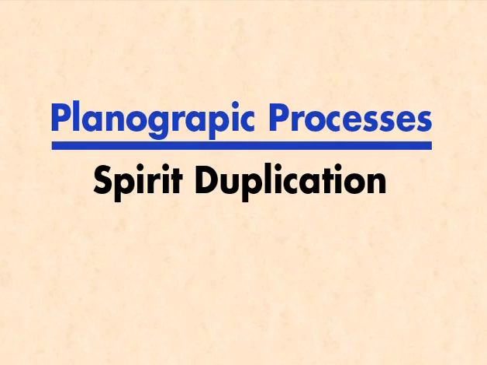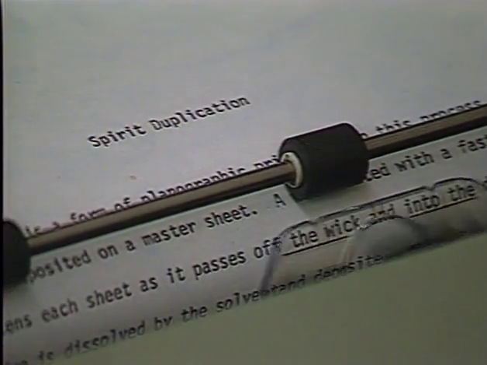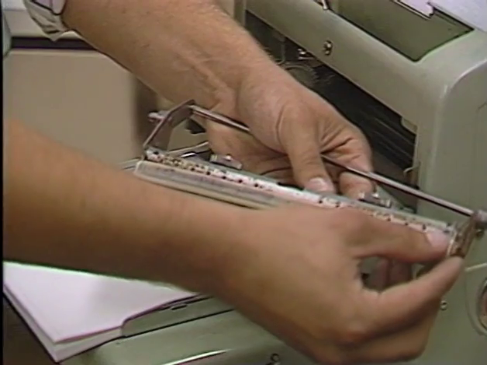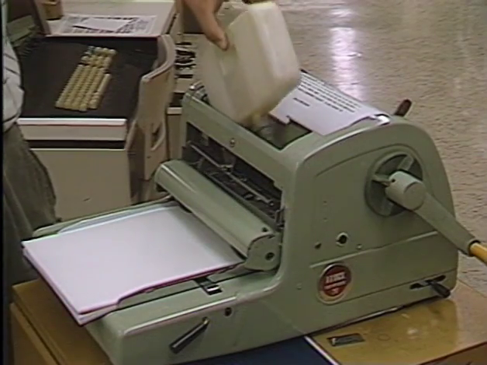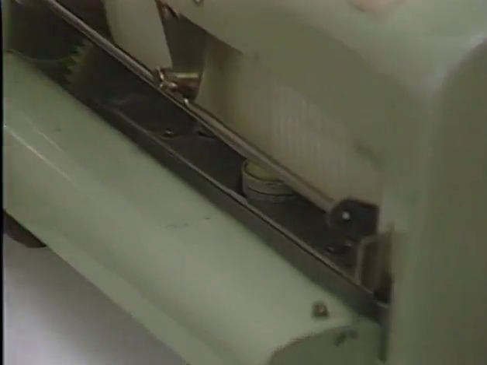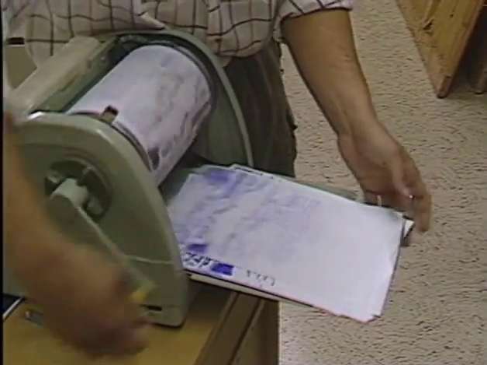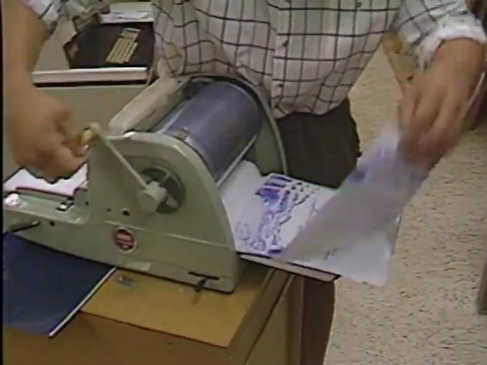Spirit duplication is a form of planographic printing. In this process, an aniline dye is deposited on a master sheet. A wick coated with a fast evaporating solvent moistens each sheet as it passes over the wick and into the duplicator. Some of the dye is dissolved by the solvent and deposited on the sheet when it contacts the master sheet under pressure.